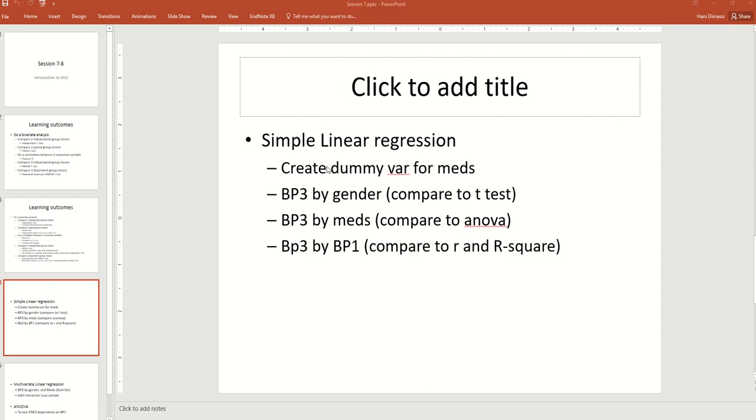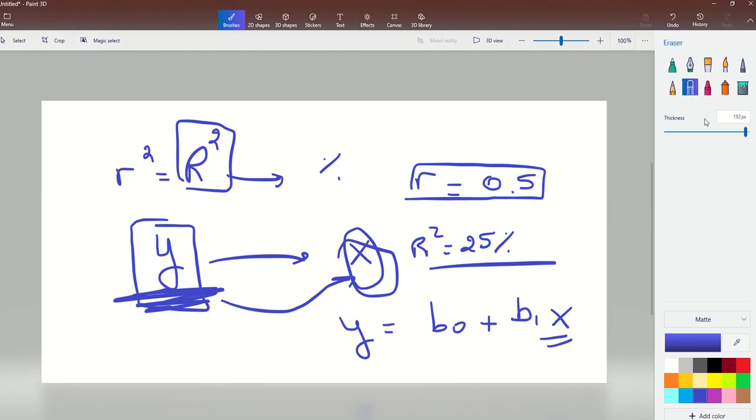So we're still working with linear regression, but this time we're going to include, as part of our independent variable, your x variable, a variable that is not numerical like blood pressure. Rather, we're going to include a variable that is categorical, for example, gender. So let's look at how this works.